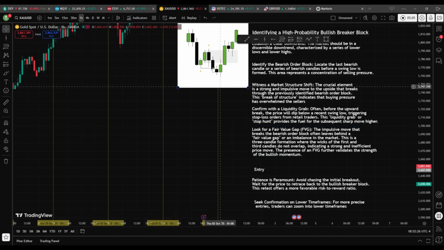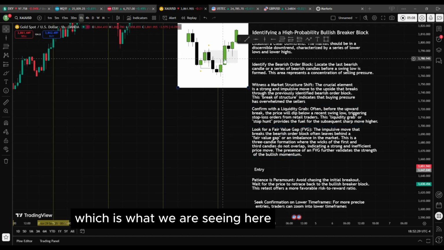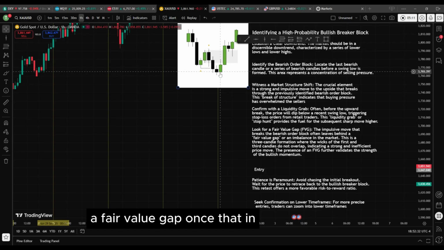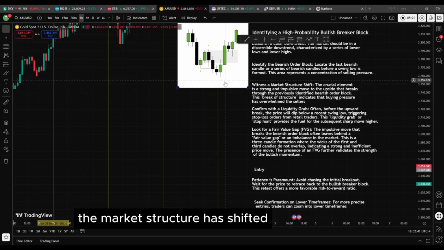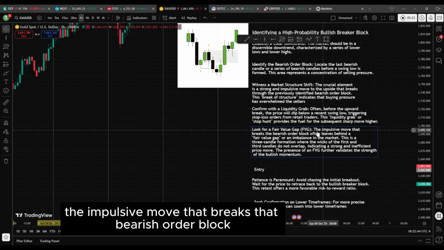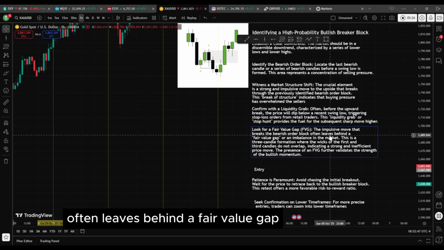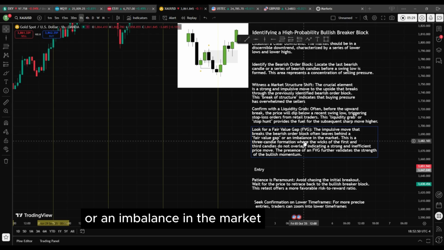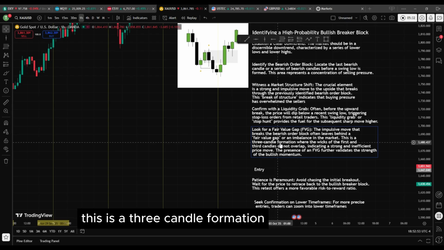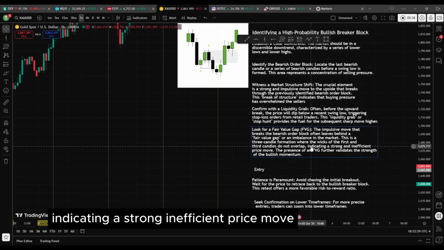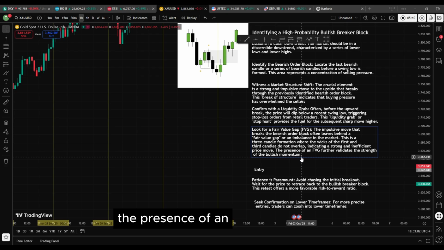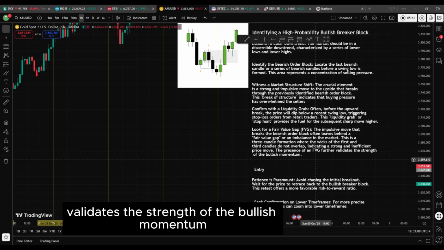Look for a fair value gap, which is what we are seeing here. Once this impulsive move goes higher, look for a fair value gap around this area, meaning that the market trend has changed and market structure has shifted. The impulsive move that breaks that bearish order block often leaves behind a fair value gap or an imbalance in the market. This is a three candle formation where the wicks of the first and third candles do not overlap, indicating a strong, inefficient price move. The presence of an FVG further validates the strength of the bullish momentum.